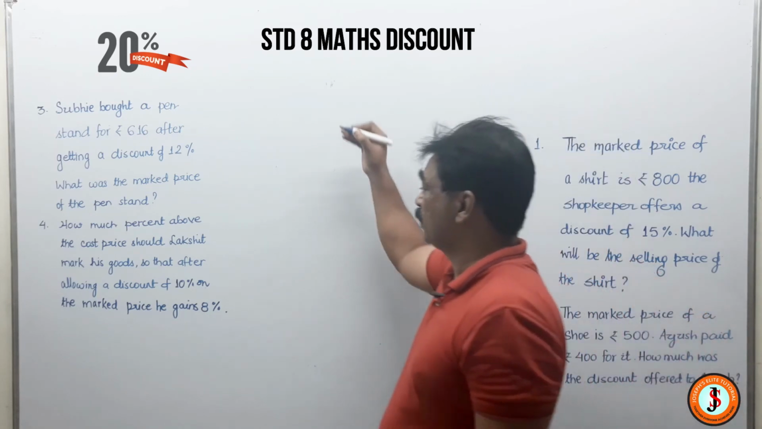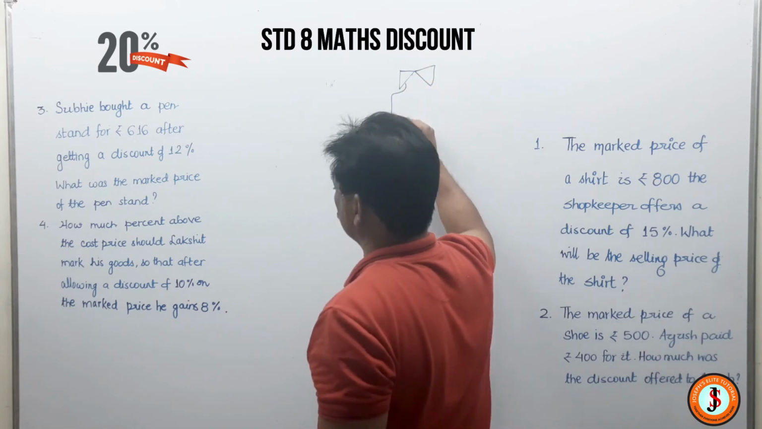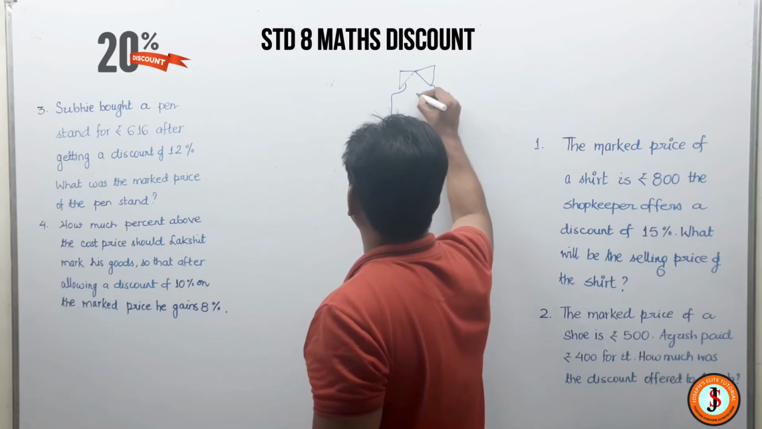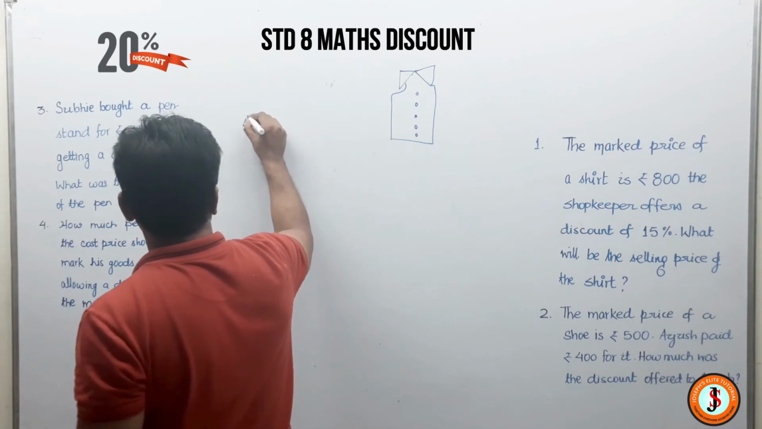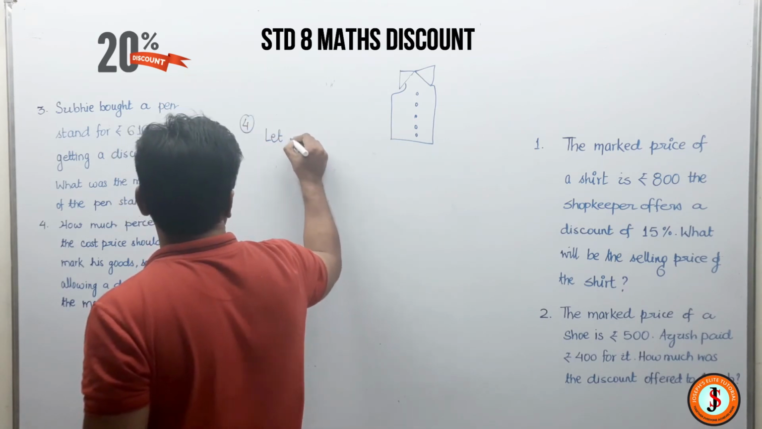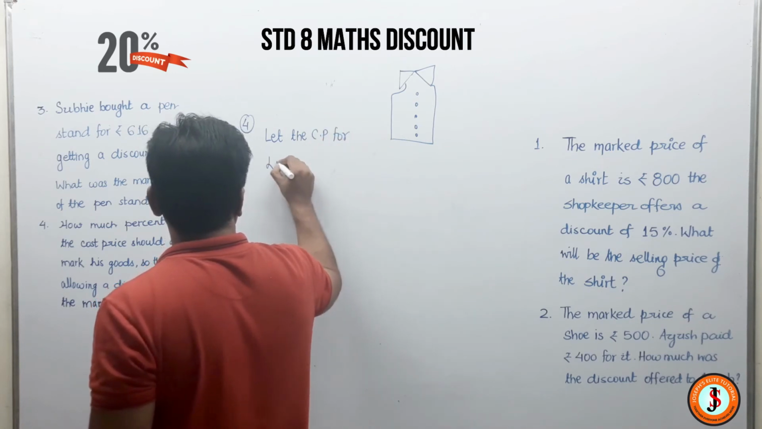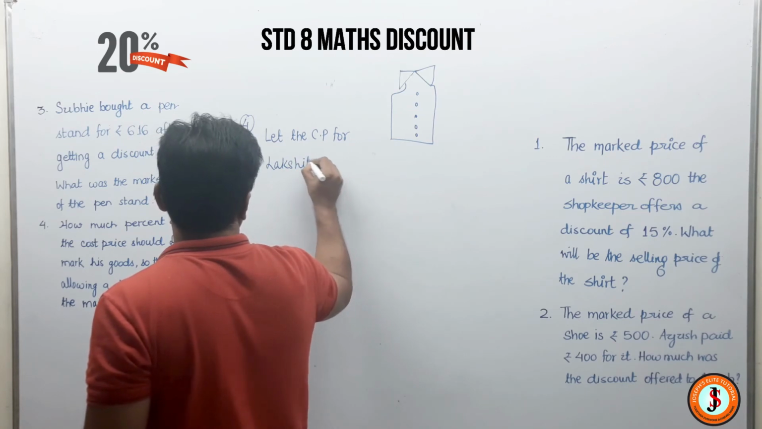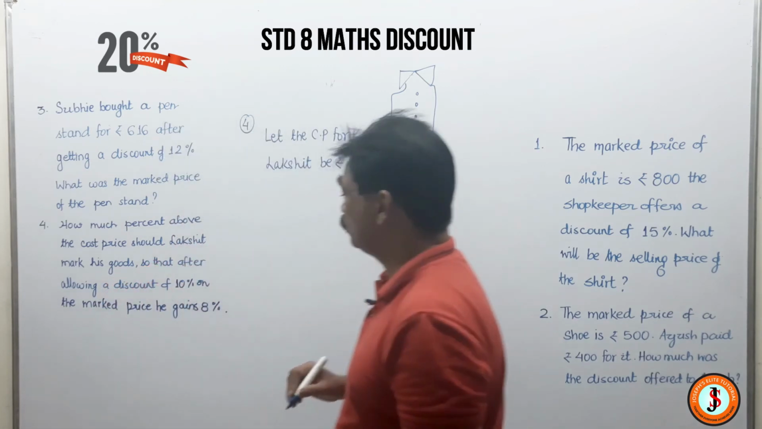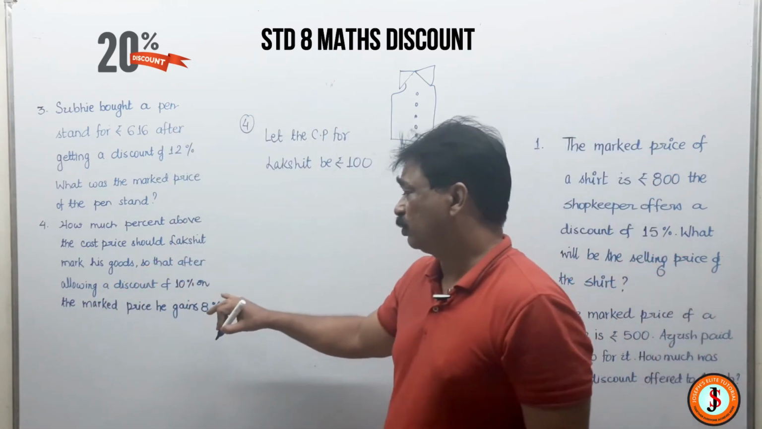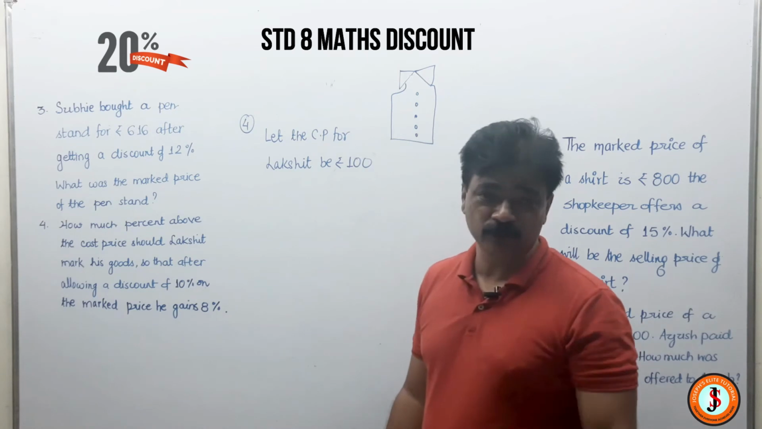So try to understand. Let this be the shirt which Lakshit bought. Let us try to understand with the diagram. So suppose the cost price was 100. Let the CP for Lakshit be rupees 100. Now, to have a profit of 8%, his final profit should be 8%.